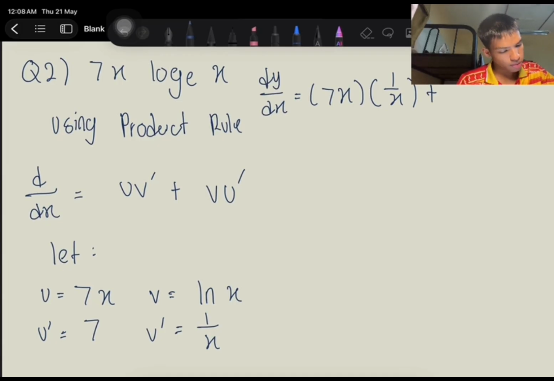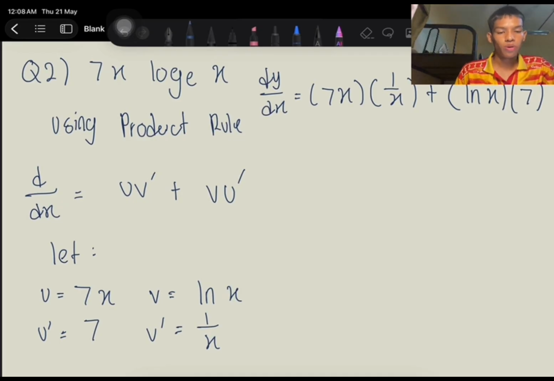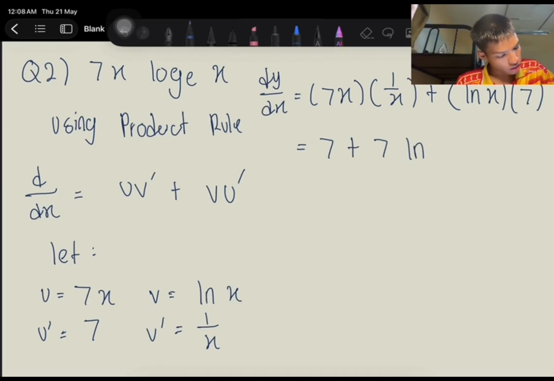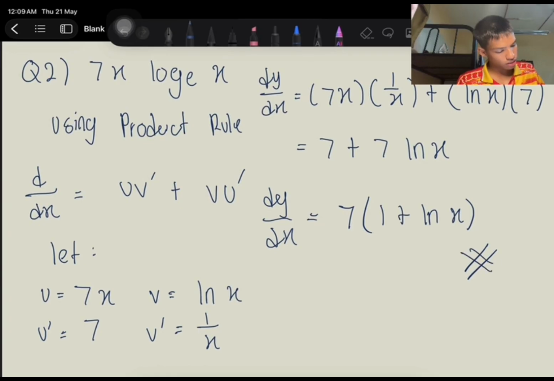So plus ln x, 7, and we will get equals to 7 plus 7 ln x. So the final answer is dy/dx equals to 7(1 plus ln x). Final answer.